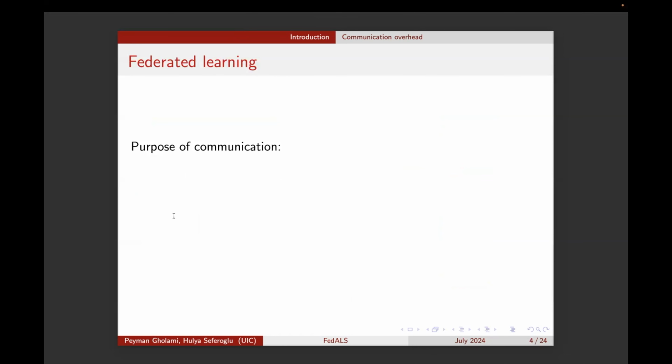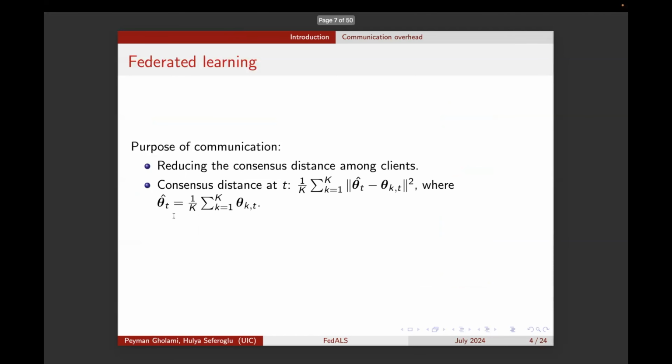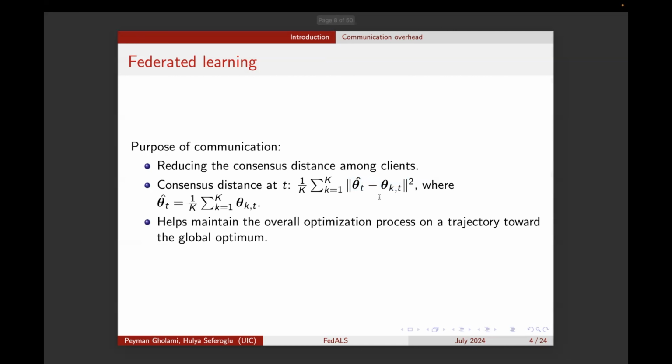The purpose of communication in federated learning is to reduce the consensus distance among clients. So, what do we mean by consensus distance? It is basically the average difference between each node's model and the average of all models among all clients. This is actually the squared second norm distance. Having a small consensus distance during the optimization helps us move forward to the global optimum at a faster rate.